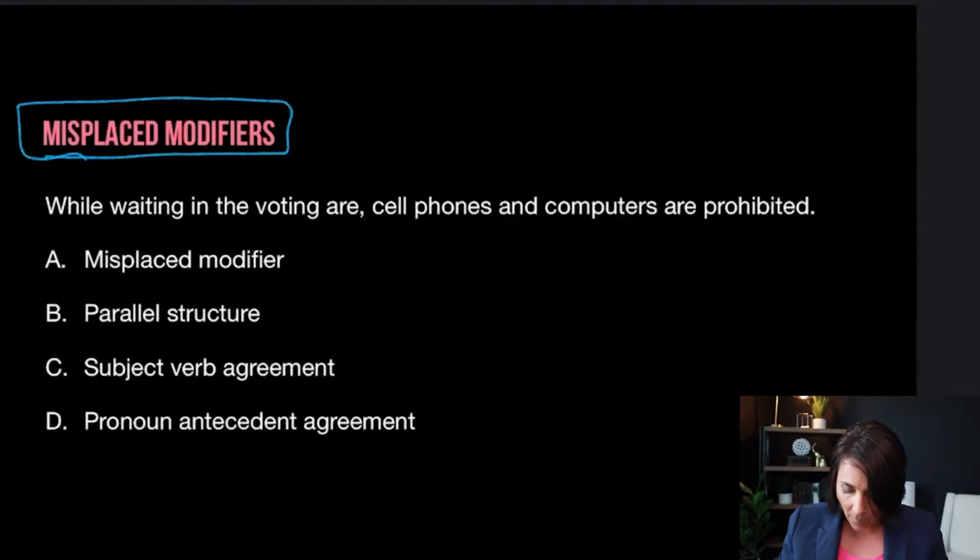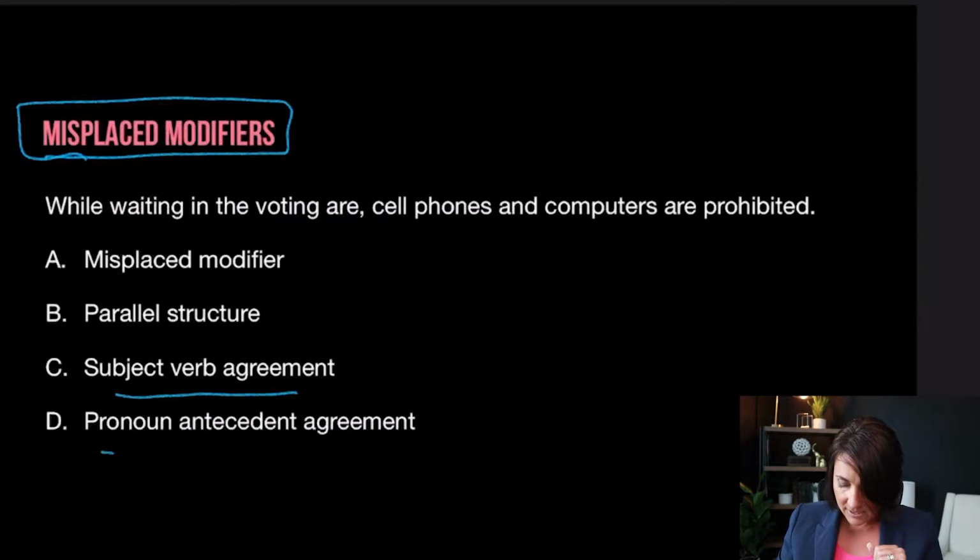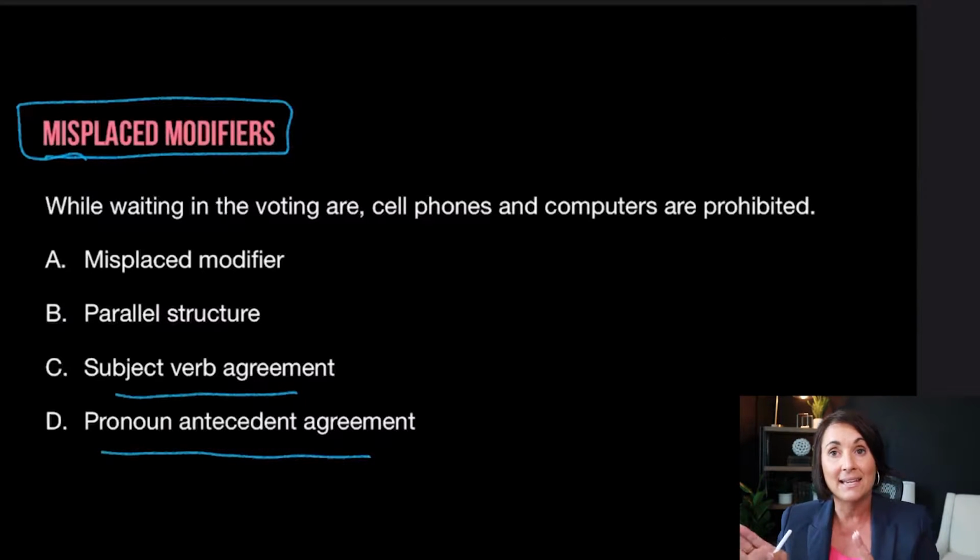So we have A is misplaced modifier, B is parallel structure, C is subject-verb agreement, and D is pronoun antecedent agreement. Now, in the first 2 slides that we did, we already looked at subject-verb agreement, so you know what that is. Remember, the board is having its meeting. The board is the subject, the verb is, and in this case, they agree. Pronoun antecedent would be the board is having its. Its is the pronoun, the board is the antecedent. So we've already gone through those 2 things. Now we have to talk about A and B. What is a misplaced modifier and what is parallel structure?